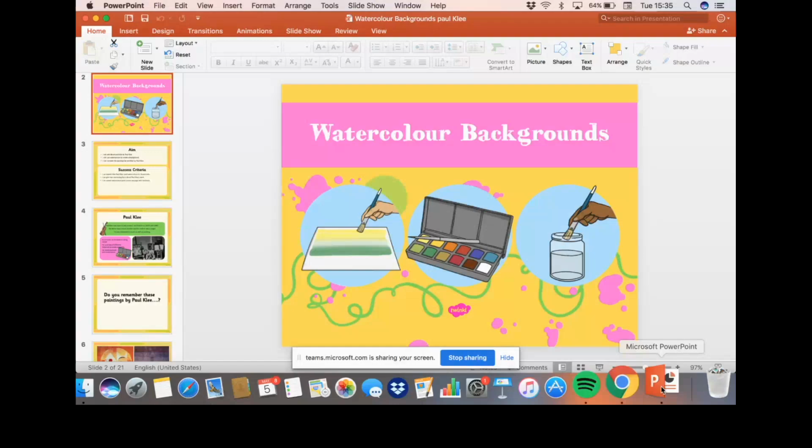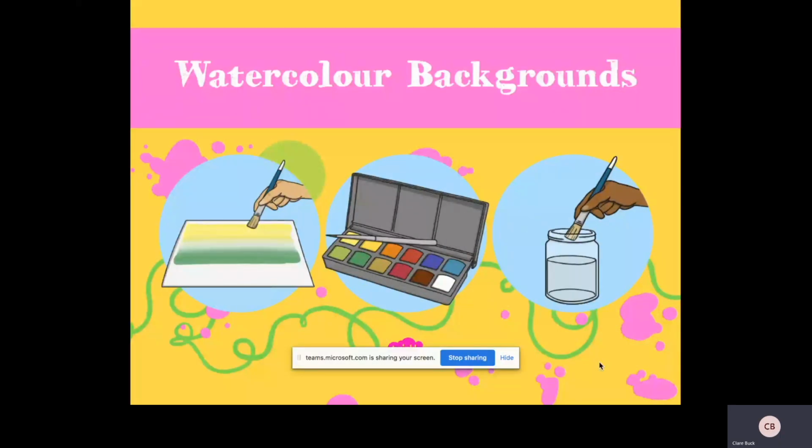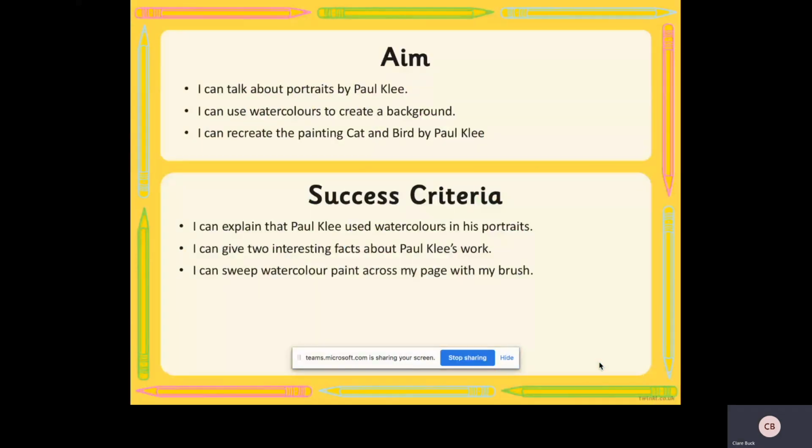Hi everybody, it's Thursday and it's time for art, and this week we're looking at watercolour backgrounds and in particular looking at the artist Paul Klee. You may remember that we studied some of his artwork at the beginning of the year in our colour chaos topic, so you might remember some of his artworks. We're going to use watercolours to create a background today and then draw a line drawing on the top of it once it's dry, in preparation for some more line drawings that we'll do next week.